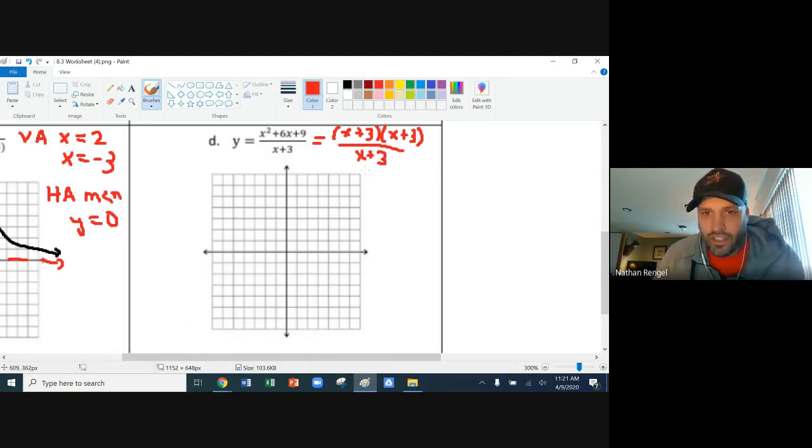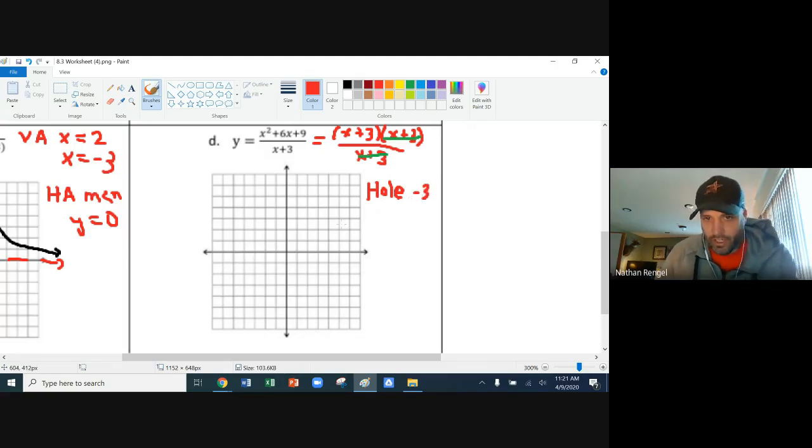And check your point of discontinuity. Our point of discontinuity is negative 3, but it does remove with one of these up here. So if it's removable, am I going to have a vertical asymptote or a hole? You can ask yourself. That's going to be a hole. So here we're going to have a hole at negative 3.